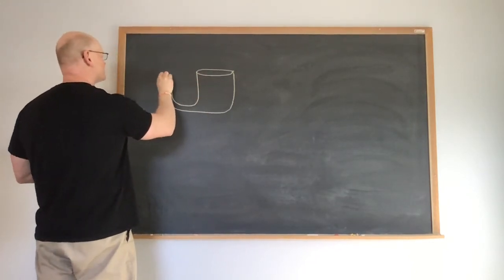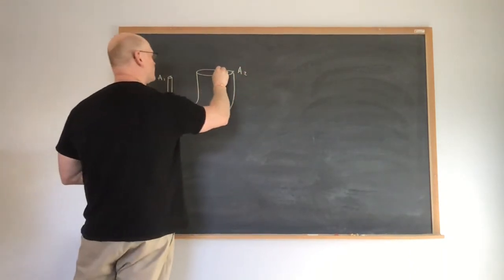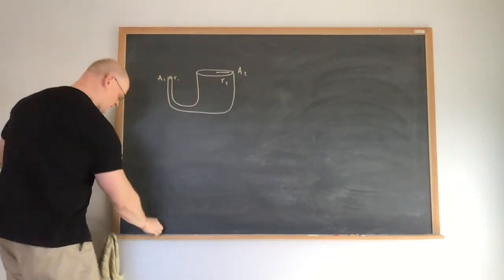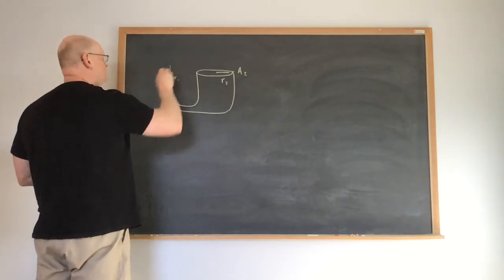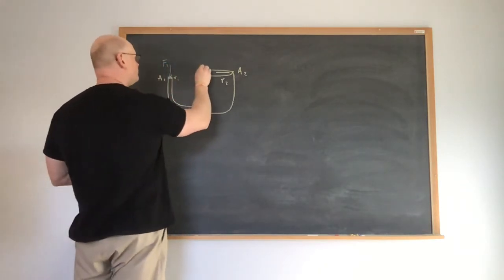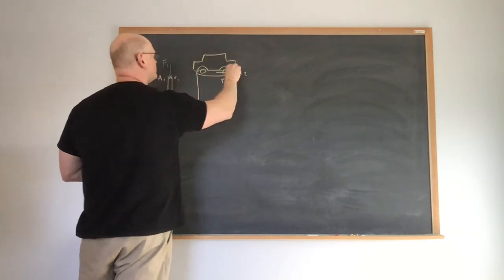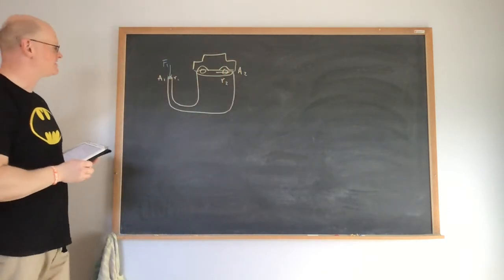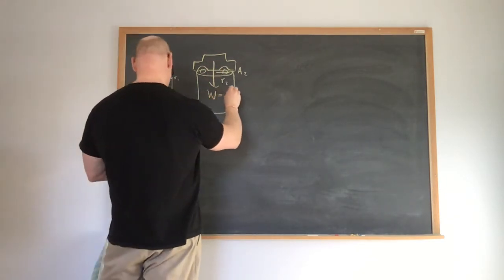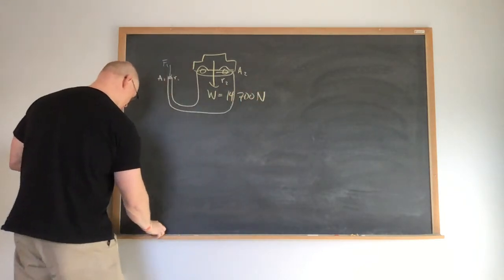So here, let's say this has cross-sectional area A1, this has cross-sectional area A2, defined in terms of the radii. So here I have a radius R2, here I have a radius R1. So what I'm going to do is apply a force here. Let's call that F1. And that's going to generate a force here to then lift my car. I'm going to say, here's my car. Okay? And let's say the weight of my car, so in this case the weight, which is equal to mg, is then equal to 14,700 newtons.